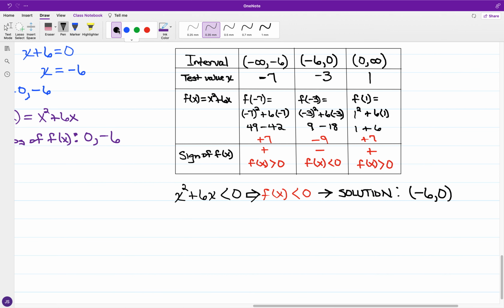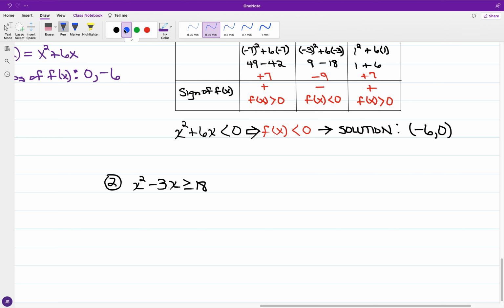Now let's say we have an inequality, x squared minus 3x is greater than or equal to 18. If I'm looking for the zeros, I just set this up as a quadratic equation, so I have x squared minus 3x equal to 18. And if I put it in standard form, I have x squared minus 3x minus 18 equal to 0.